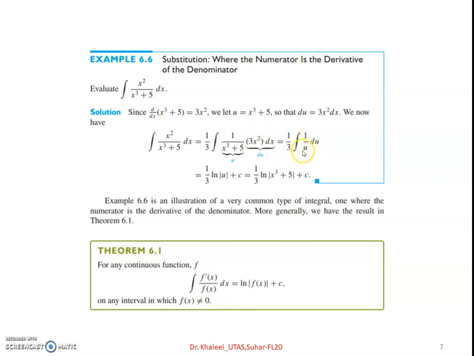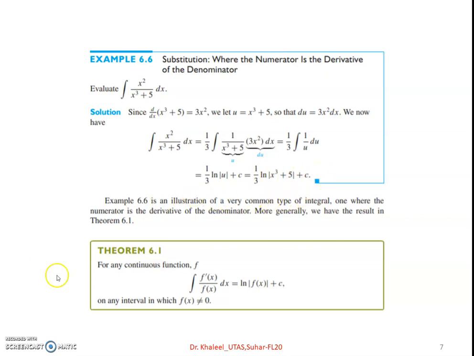What is the integration of 1 upon u? ln modulus of u plus c. So u I put it back, which is x cube plus 5. So 1 upon 3 ln of x cube plus 5 plus c.